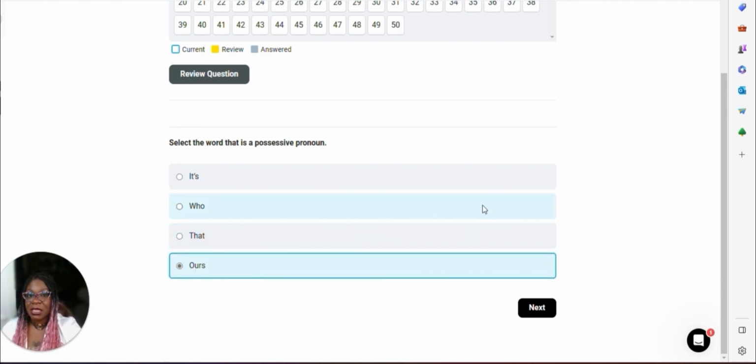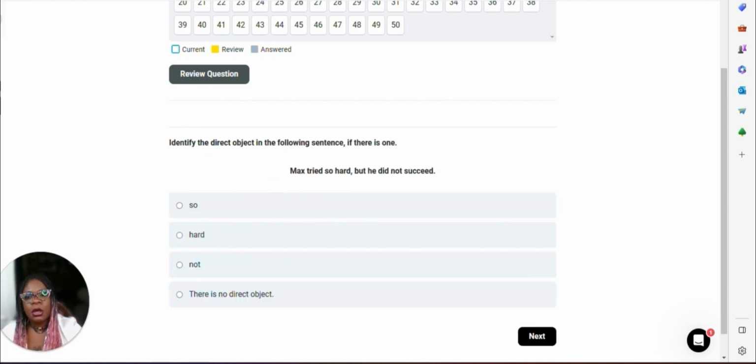And that is because ours is a possessive noun and it is a contraction of it is. Who and that are relative pronouns, right? So we're going to move on to the next question, which is identify the direct object in the following sentence, if there is one. Max tried so hard, but he did not succeed.